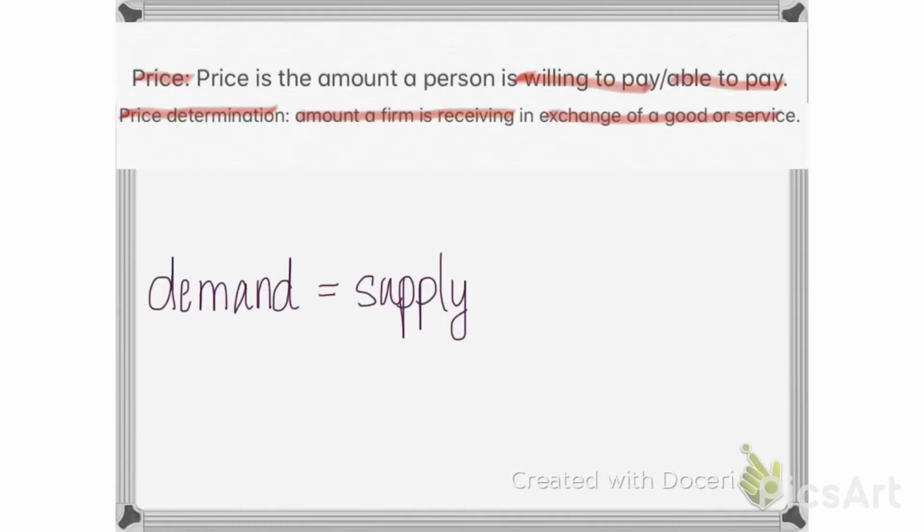What do we mean by the term price? Price is the amount a person is willing to pay or is able to pay. Price determination is the amount a firm is receiving in exchange for a good or service provided by them to the person who's purchasing their product or service. And also remember that demand should be equal to the supply.